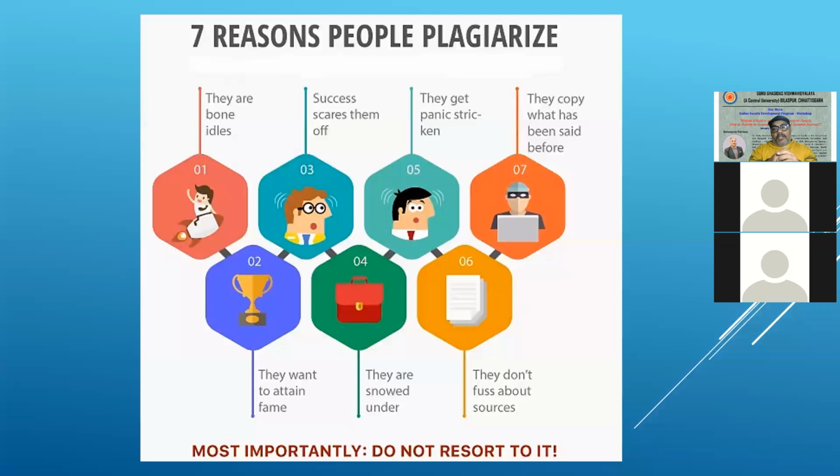They are shown under some blanket or maybe some layer. They get panic. They don't fuss about the sources, and they copy what has been said before. So they simply copy. So the ultimate idea: these are the 7 reasons why people generally plagiarize.